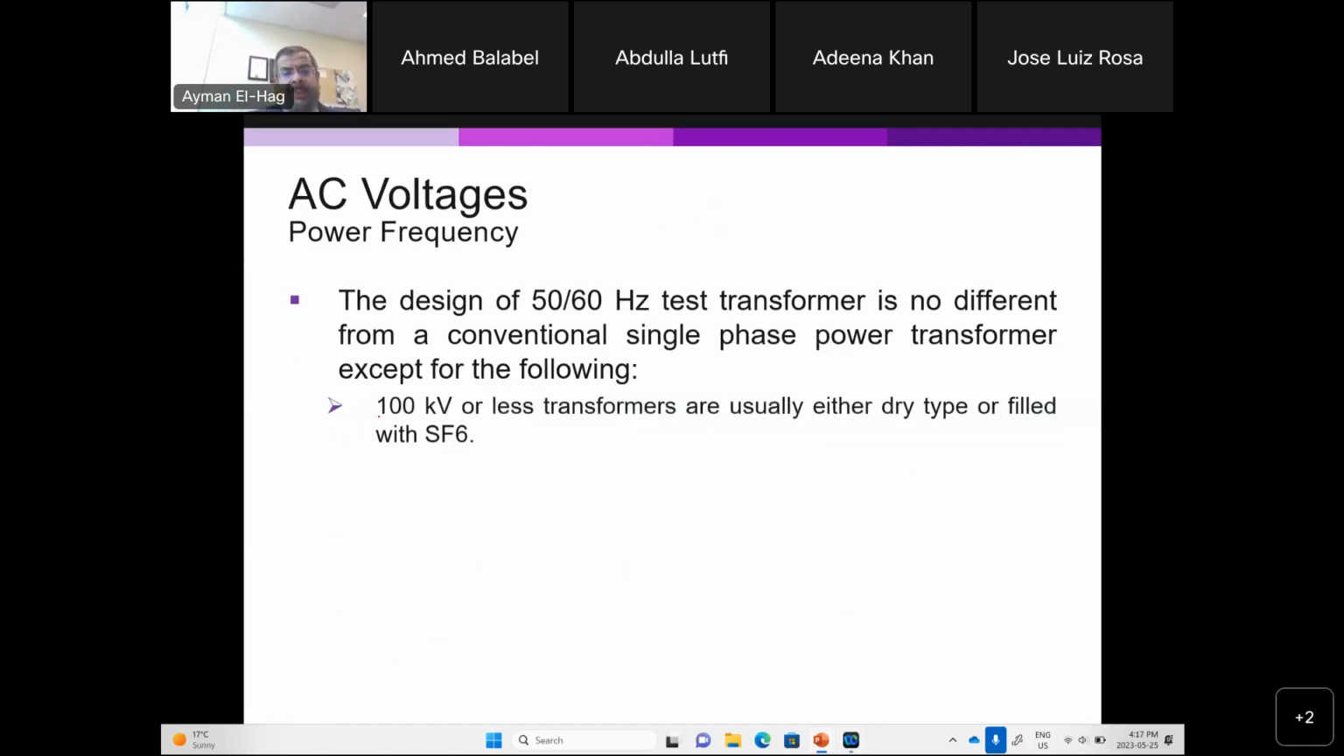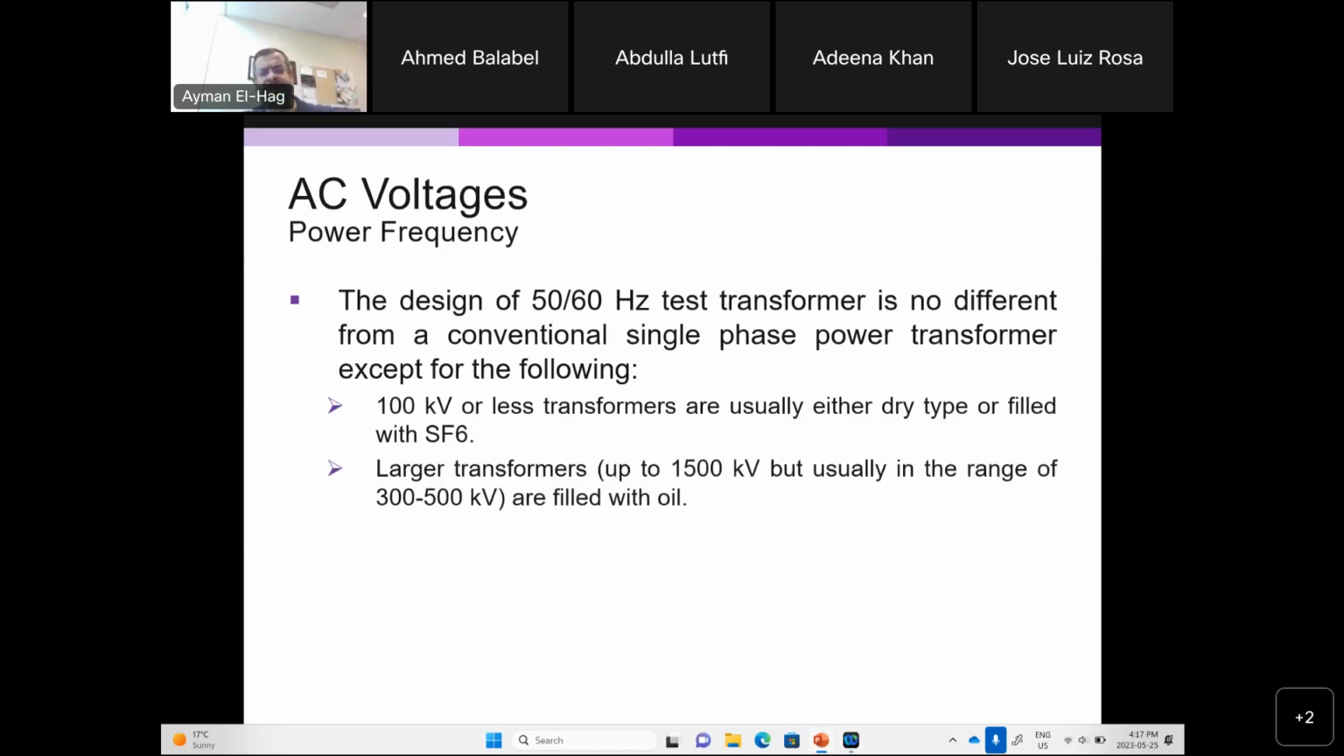Now, when we design the transformer 100 kilovolt or below, we use dry type or filled with SF6 gas. We consider only the voltage because the power rating is extremely small. So it's either dry type or filled with SF6, because there's not much cooling needed when you have such a relatively low high voltage. But if it is from 3 to 500 kilovolt, usually we use an oil-filled transformer for cooling purposes.